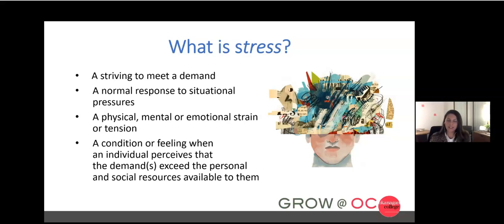So stress is a striving to meet a demand. It's a normal response to situational pressures, a physical, mental, or emotional strain or tension, a condition or feeling when an individual perceives that the demands exceed the personal and social resources available to them. So what I really want you to take away from this slide is that stress is actually a very normal part of everyday life. Especially for students, it's not necessarily all a bad thing. And we're going to go on to discuss this a little further in just a minute. But let's take a look at stress in a little more detail, and let's move to the next slide, please, Sarah.